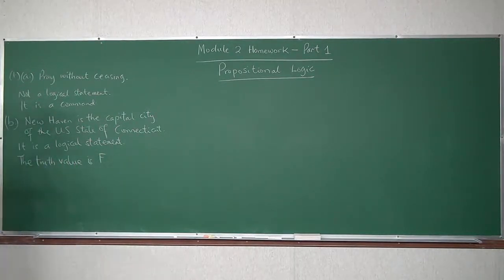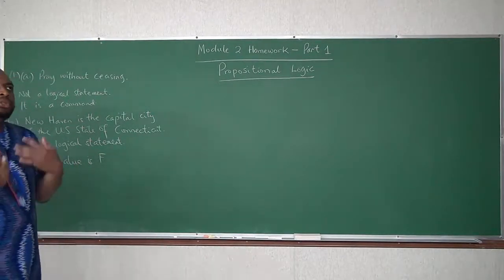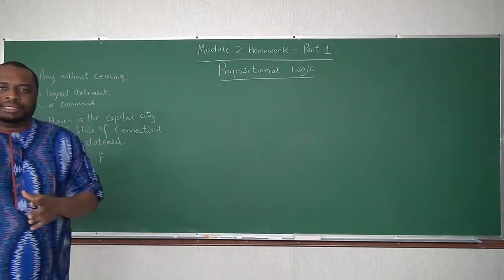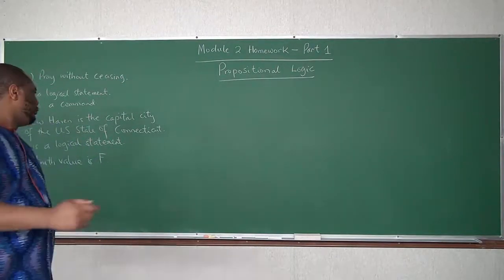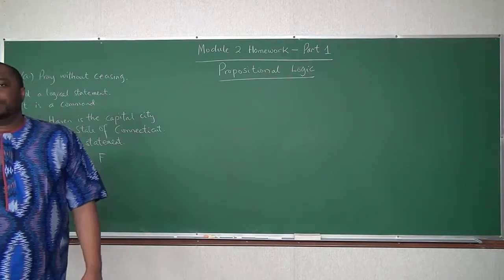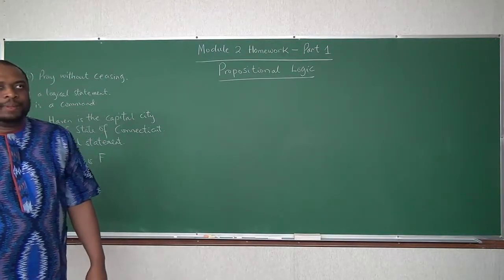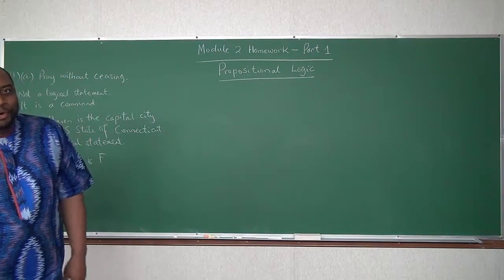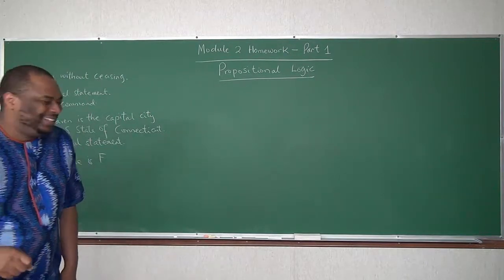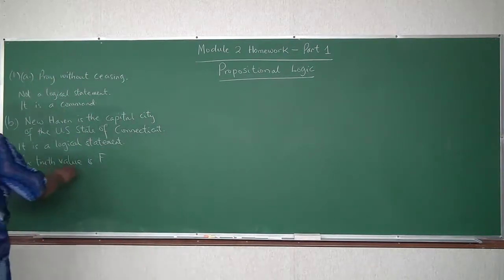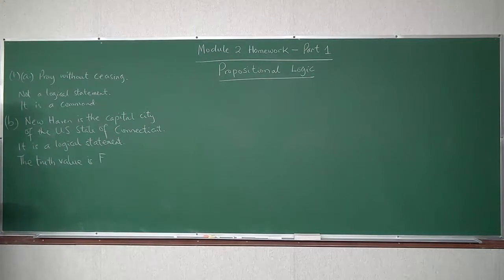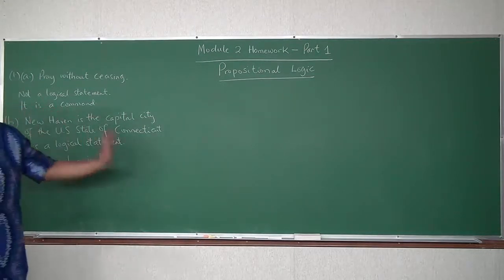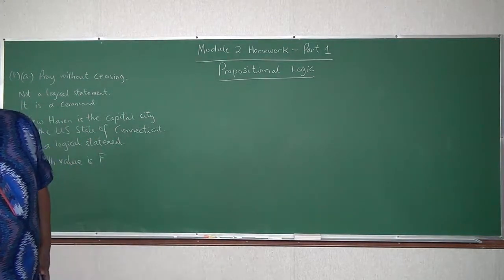Of course, we say that if you have truth value that is true, it is uppercase T. Truth value that is false is uppercase F. Do we have false value? No, we don't have false value. Okay, so the truth value is F because the capital of Connecticut is not New Haven.